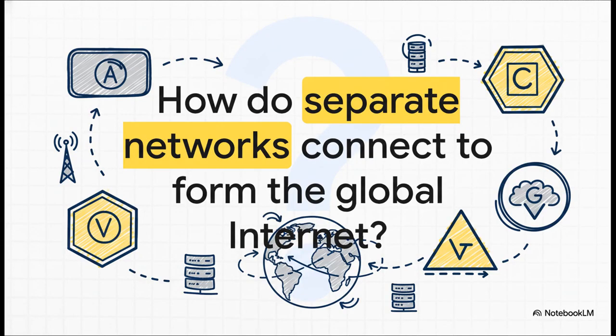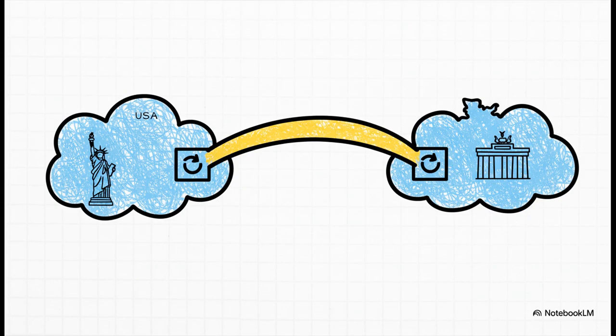But it brings us to the really big question. How do these giant, separate, and sometimes even competing companies, like AT&T, Comcast, Google, how do they all agree to pass information to each other across the entire globe? The secret is a special protocol, a special language called BGP. That stands for Border Gateway Protocol. This is what we use for inter-domain routing.